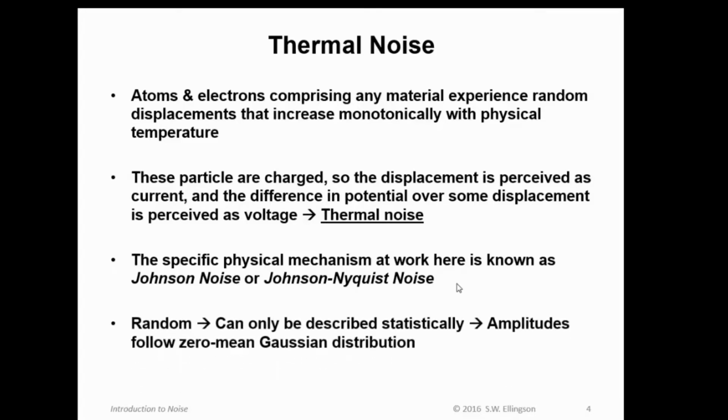Now this is an utterly random process. Heat does not cause displacement in one direction, it causes displacement randomly in all possible directions, and so this can only be described statistically. The amplitudes of these incremental voltages and currents follow a zero mean Gaussian distribution. The resulting current and voltage is then what we refer to as thermal noise.